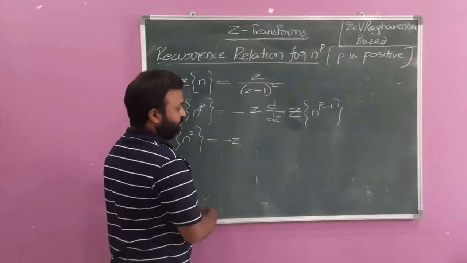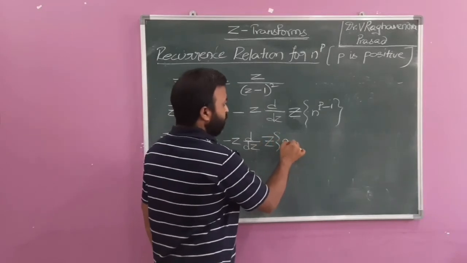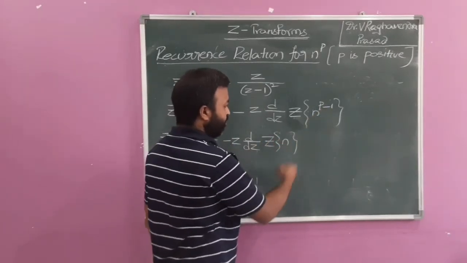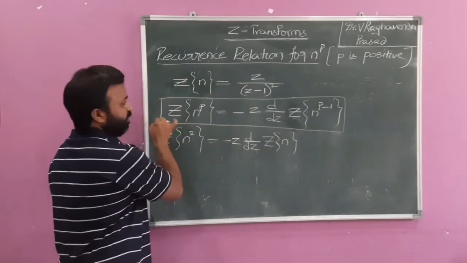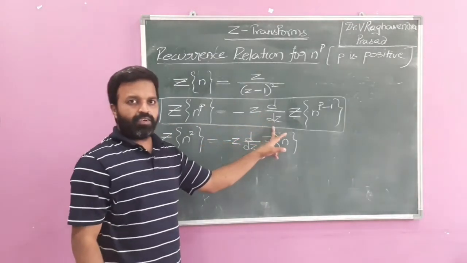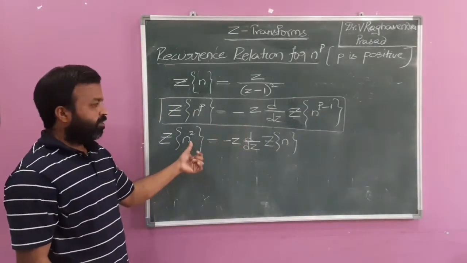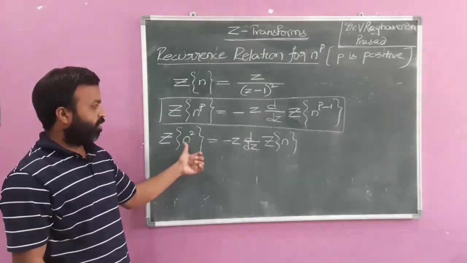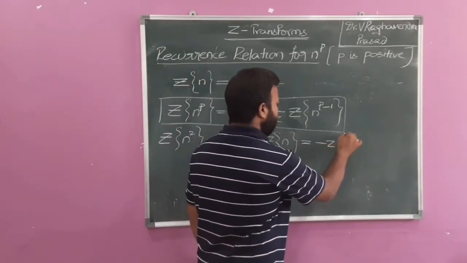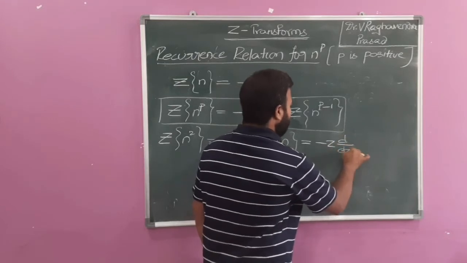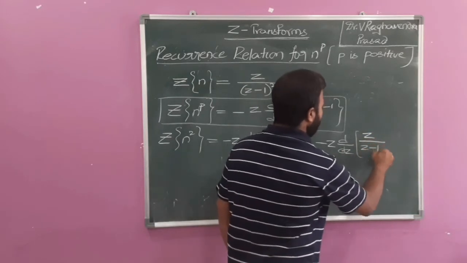So we can write minus z d by dz of z transform of n. P is 2, 2 minus 1 is 1, that is z transform of n. So this is the recurrence formula here. Z transform of n power p is minus z into d by dz of z transform of n power p minus 1. We substitute p equal to 2 here. We get z of n square equal to minus z into d by dz of, we know that z transform of n, that is z by z minus 1 whole square.